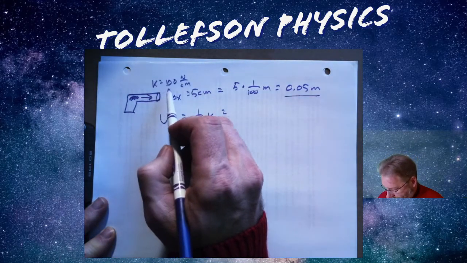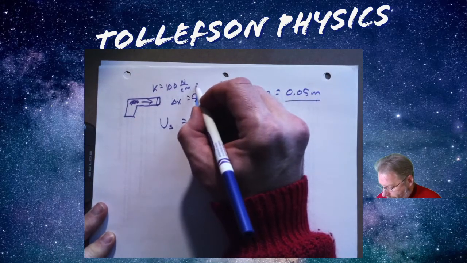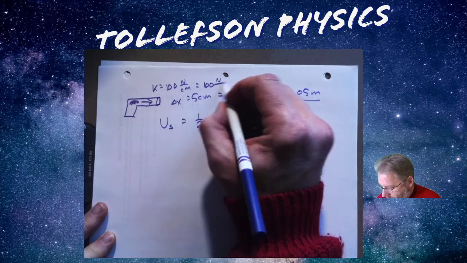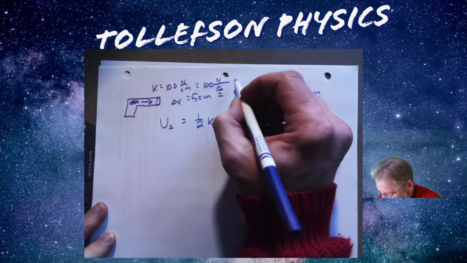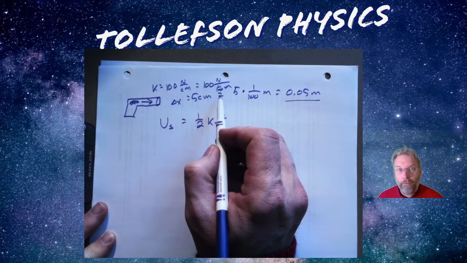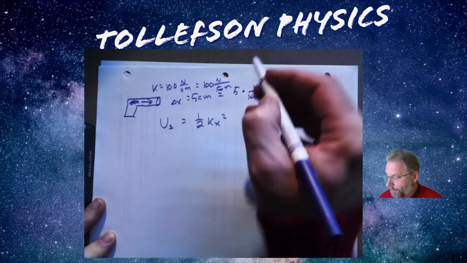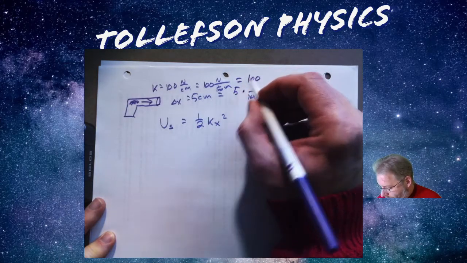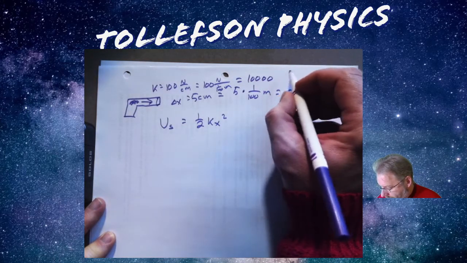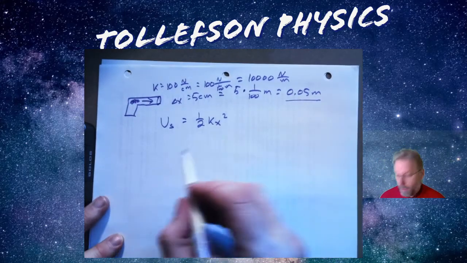And then the same thing is true up here. I've got 100 newtons divided by 1/100th meters, so it looks funny. But since I have a 100th on the bottom of the bottom, so the denominator of the denominator, that ends up being multiplication. So I got 2 zeros there plus 2 zeros there, so 10,000 newtons per meter. So those are the numbers that I would use.